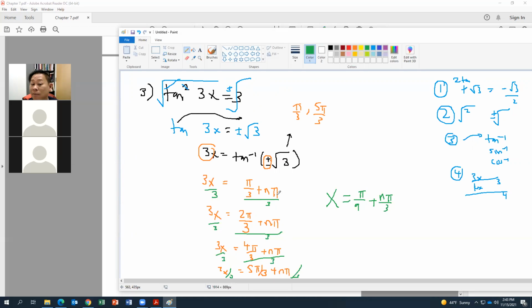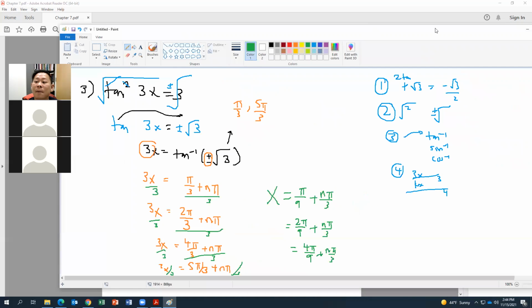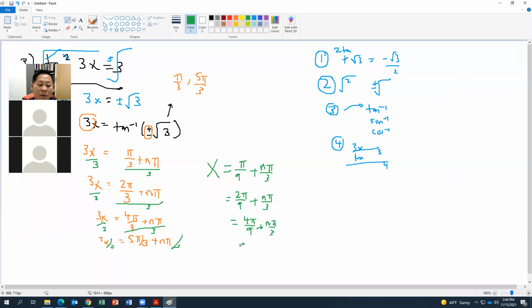So this is for quadrant 1. And then for this, you will get 2 pi over 9 plus n pi over 3. This, you will get 4 pi over 9 plus n pi over 3. And for the last one, when you divide that by 3, you will get 5 pi over 9 plus n pi over 3. So this is your answer for question number 3.